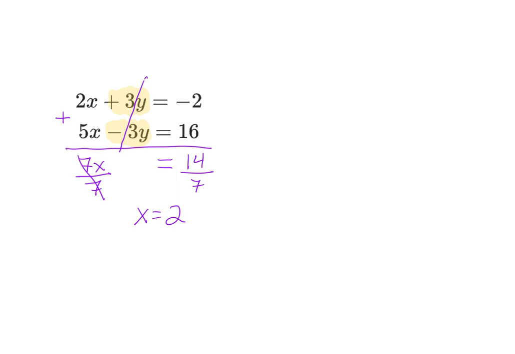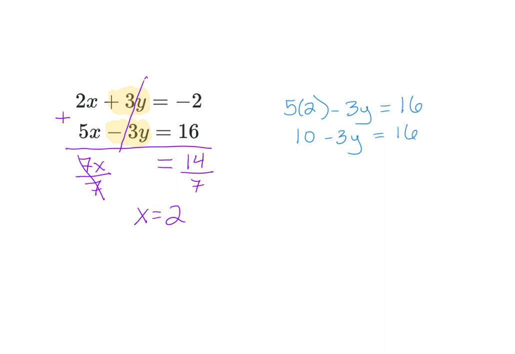We do not have our solution to the system yet, because if we have an x, then we need a y. So I'm going to pick this equation this time, just for fun. And I'm going to say 5 times 2, because now I'm replacing what was the x here with what I got for x, minus 3y, that stays the same, equals 16. Then I solve. 5 times 2 is 10.